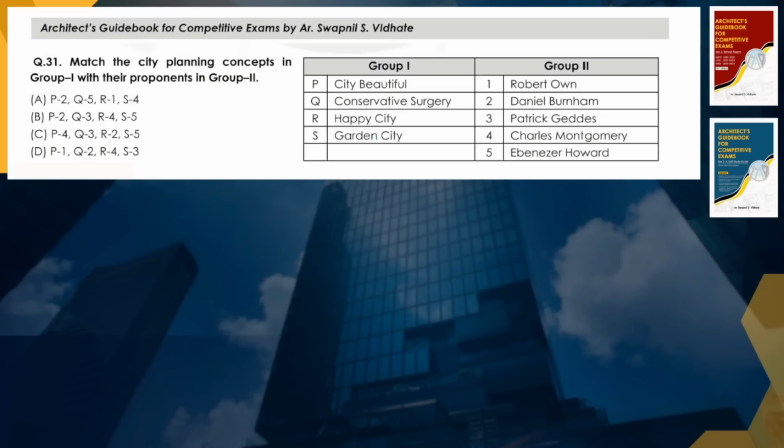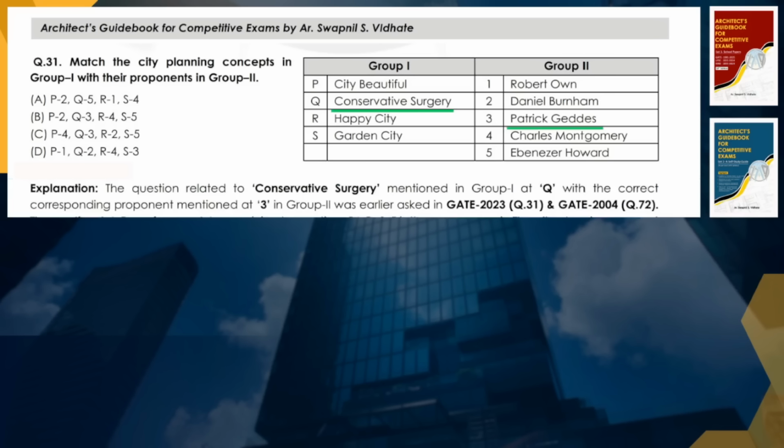Question 31. Match the city planning concepts in group 1 with their proponents in group 2. In group 1 they have mentioned the city planning concepts, and in group 2 we have to correctly match their respective proponents. Questions related to these planning concepts and their proponents have been asked multiple times in previous year question papers. So we will start from the first concept, that is conservative surgery. Multiple times the question has been asked.